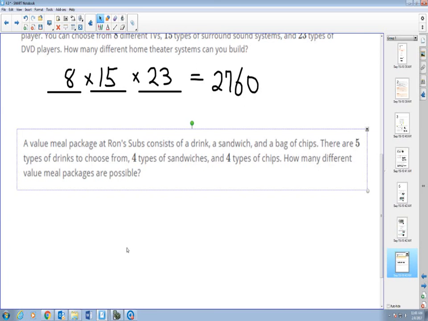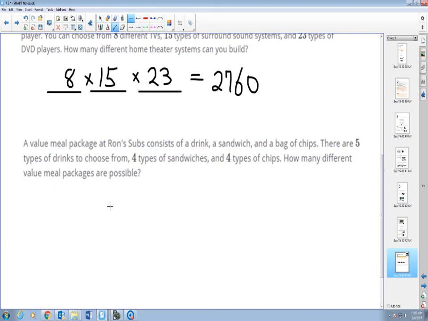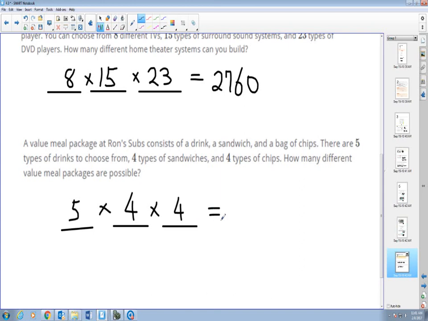All right, let's try this one. This is real easy. A value meal package consists of a drink, a sandwich, and a bag of chips. I'm going to get a sandwich, a bag of chips, and a drink. There are 5 types of drinks, 4 types of sandwich, and 4 types of chips. One task followed by the other. How many different combinations do I have? That would be 5 times 4 times 4, which is 80.